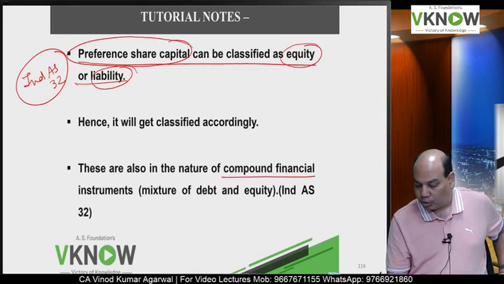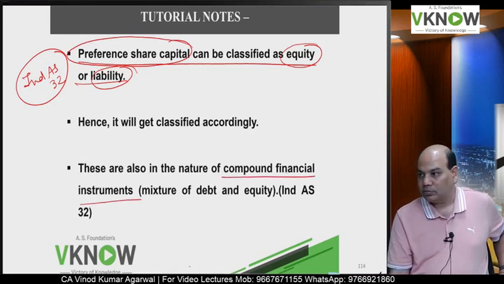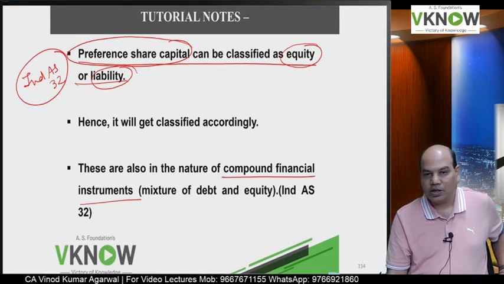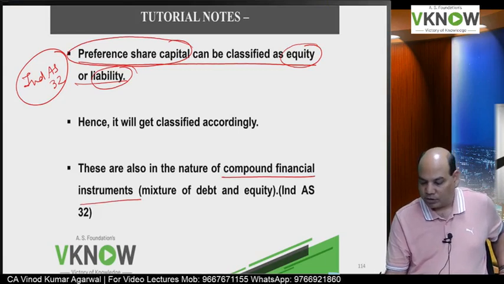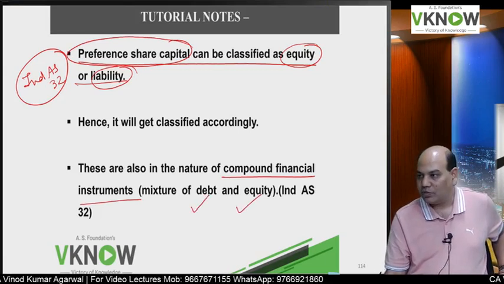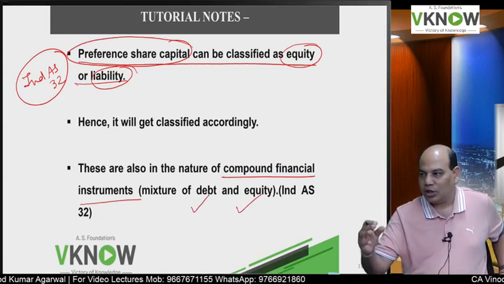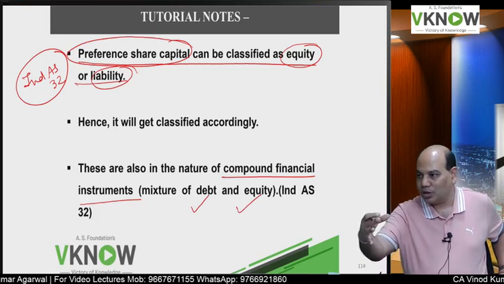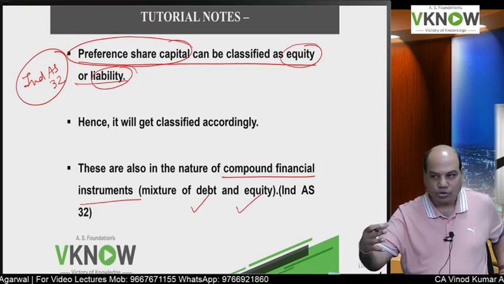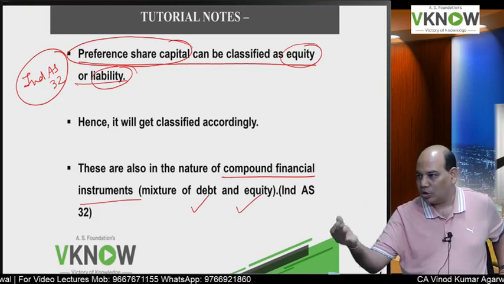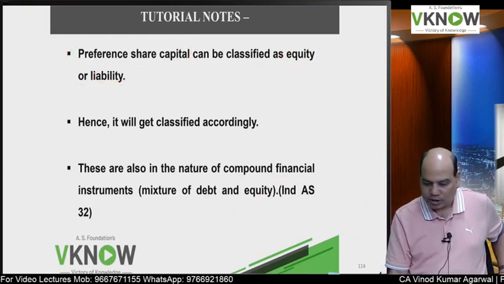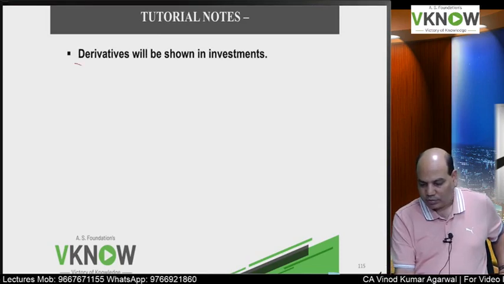What about compound financial instrument like convertible debenture? Convertible debenture, convertible preference share are mixture of debt and equity. So the equity portion will come in equity and the liability portion will come in current or non-current liability as per Ind AS 32. What about derivatives?